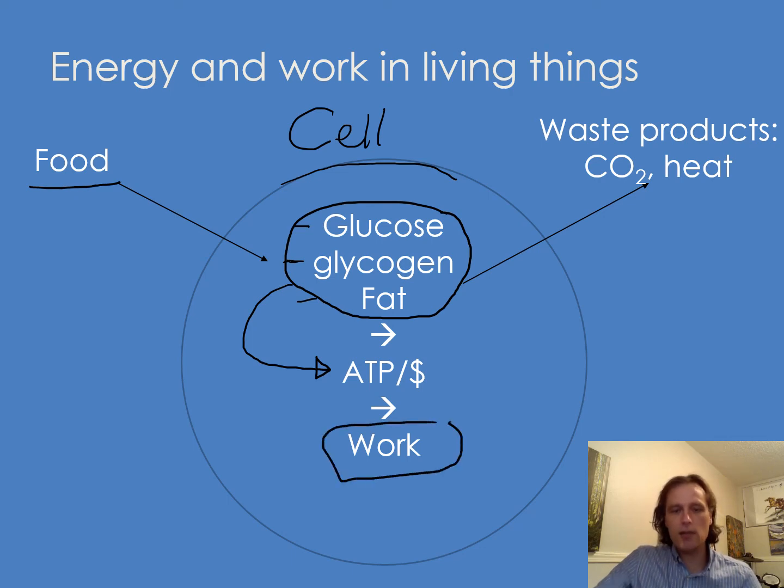Now, the thing is that we are always going to produce some type of waste product. The most common waste products in human beings and animals, but for most things really, is number one, CO2. That's why we exhale. We're getting rid of excess CO2. And then also heat. Heat is another waste product.